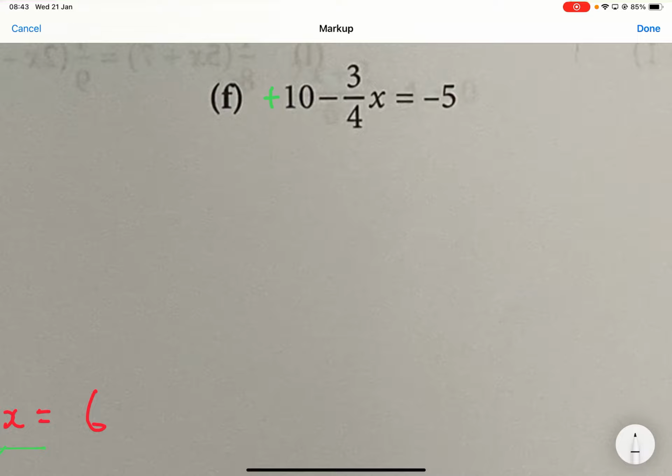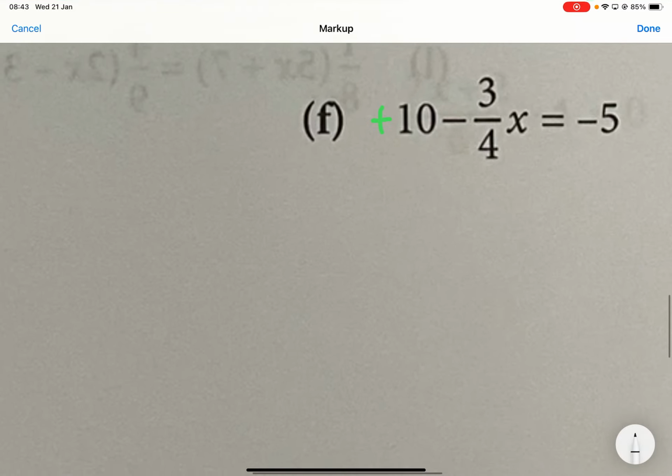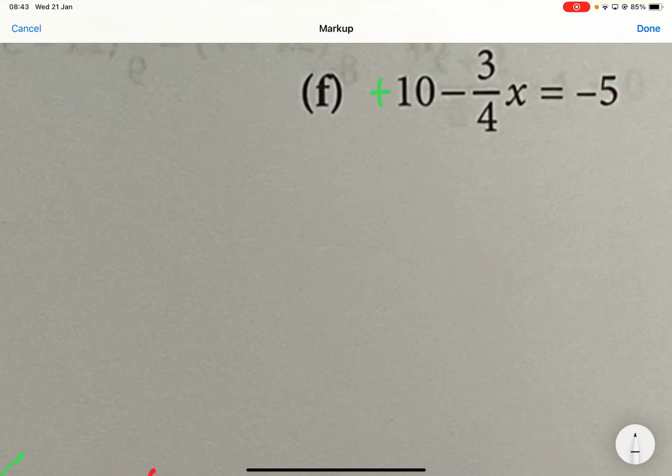Okay. I think you all face difficulty in this question. So, just now I told you, the 10 at the front is actually plus 10. So again, I see on my left, there are 2 terms. One is plus 10, one is negative 3 over 4. My final step is still the same, no change. I want x only.